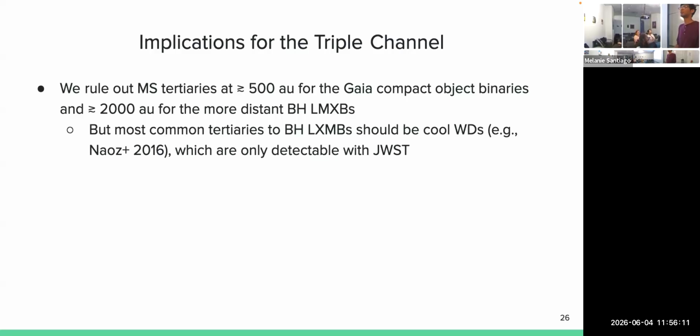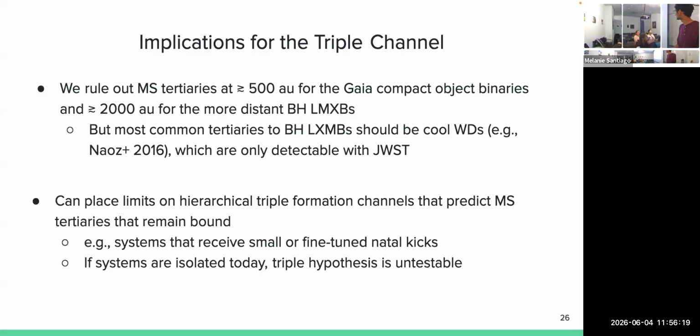The problem is I cannot rule out white dwarfs, and white dwarfs are probably the most common types of tertiaries that there are, and so you need JWST to get to that. So good luck convincing the JWST proposal committee. But essentially, this is trying to place limits on channels to predict main sequence tertiaries that actually remain bound today. So this is kind of like one of the first observational tests of this type of hypothesis.